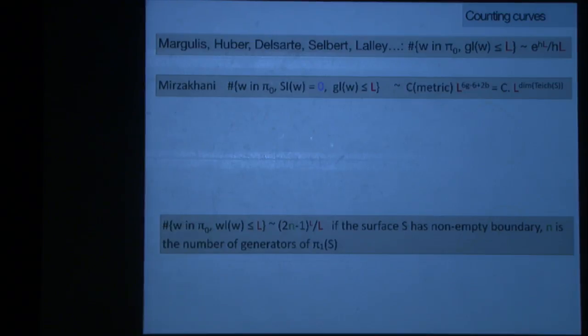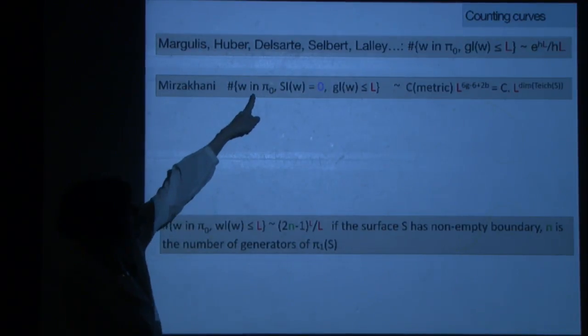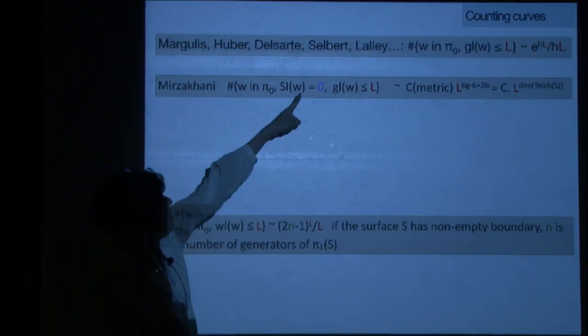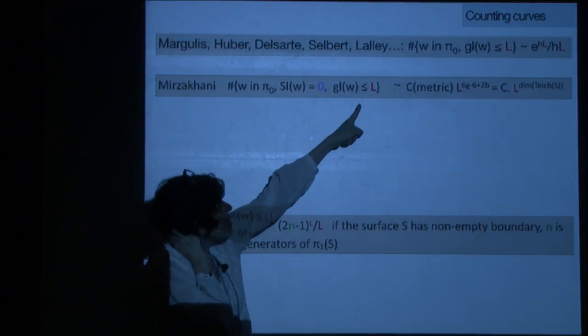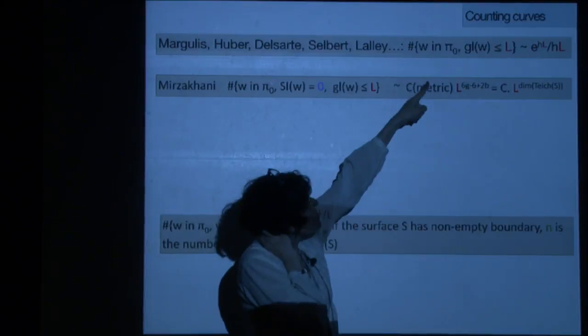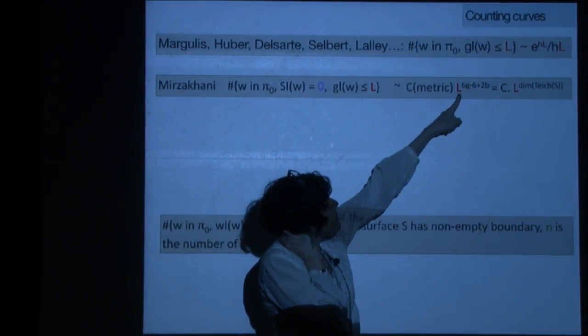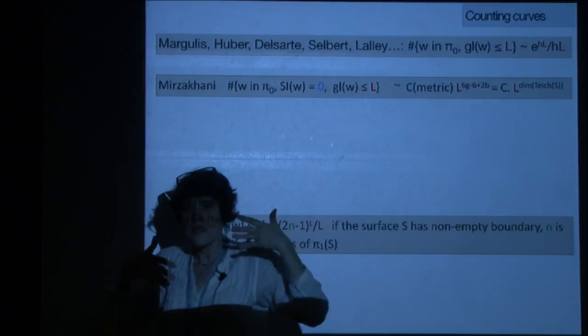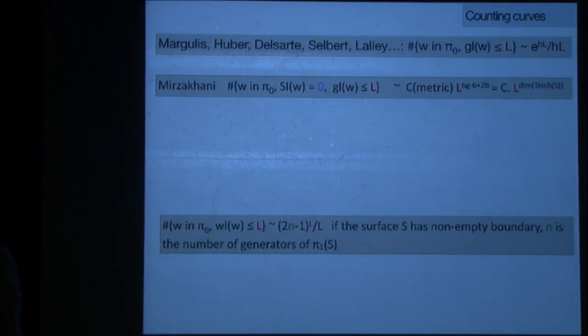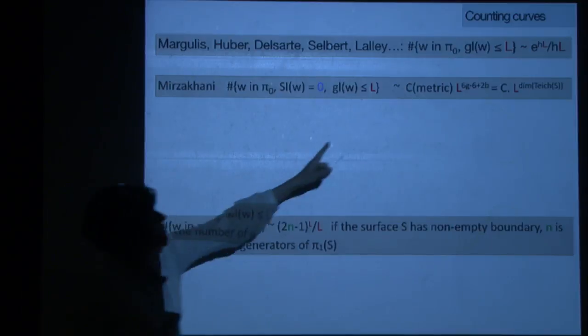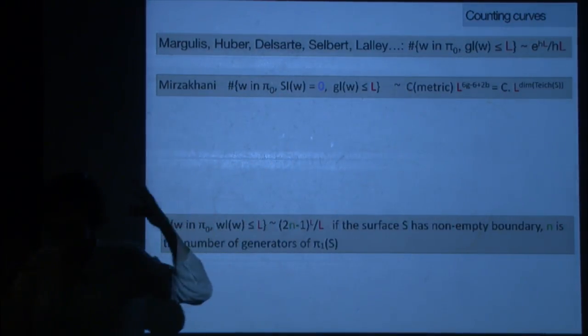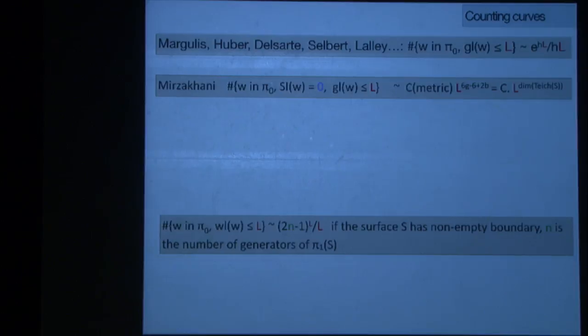Here is a piece of her result that was mentioned a few times: if you look at all geodesics, I'm just using my notation, with no self-intersection up to length L, the growth is like a constant depending on the metric times the length to some power that depends on the genus and the number of boundary components. It's polynomial, and we know the degree of the polynomial. In fact, she can even, and maybe I have time to discuss it, more or less say what the leading coefficient of that polynomial is.